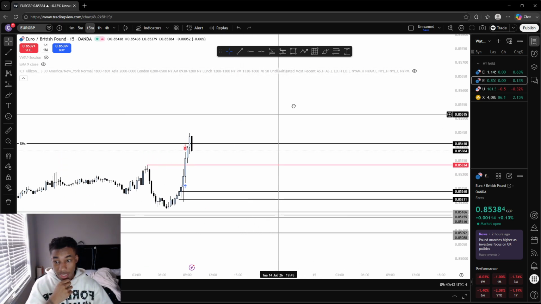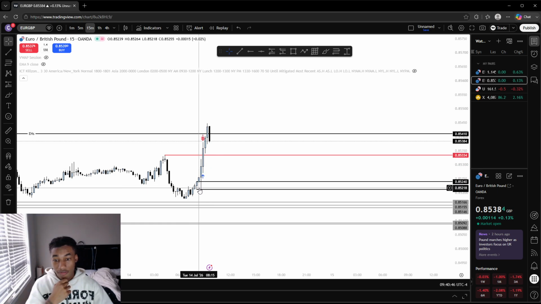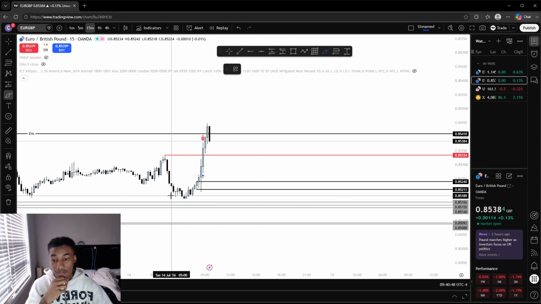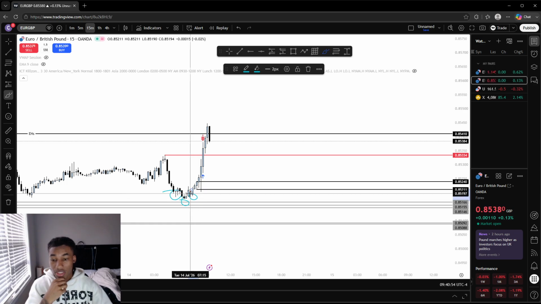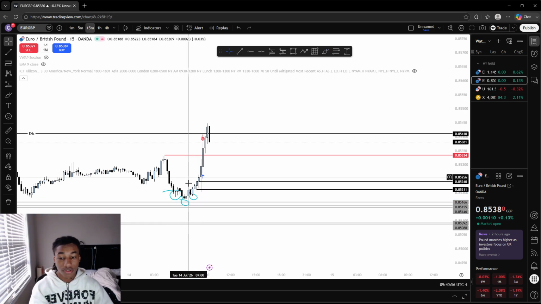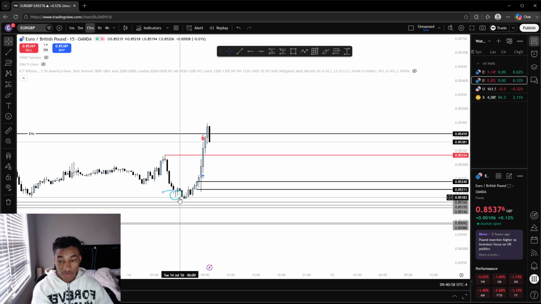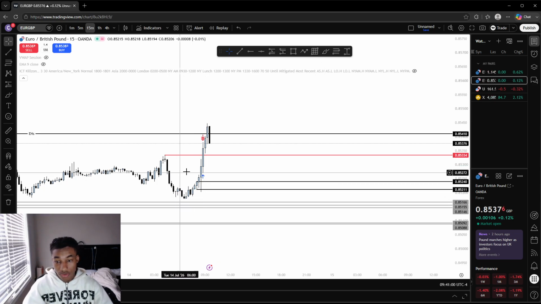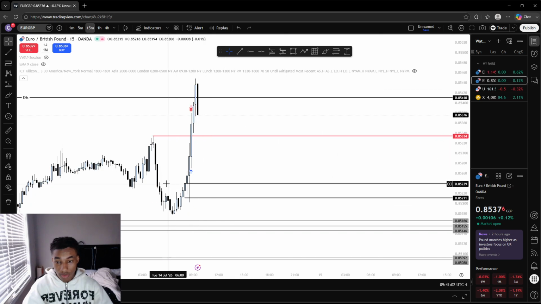So when we first came in, before we got our 15-minute high and low, we see that we have a bullish head and shoulders pattern. So we got our left shoulder, our head, and our right shoulder, right? So as you can see, this is a bullish head and shoulders pattern, right?